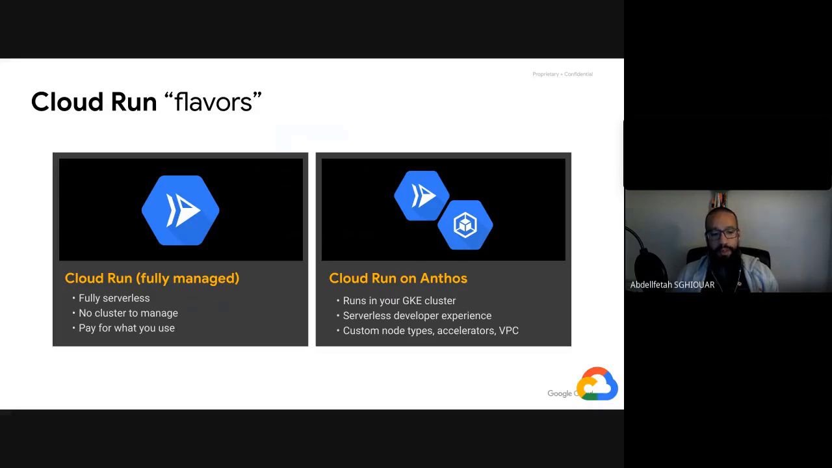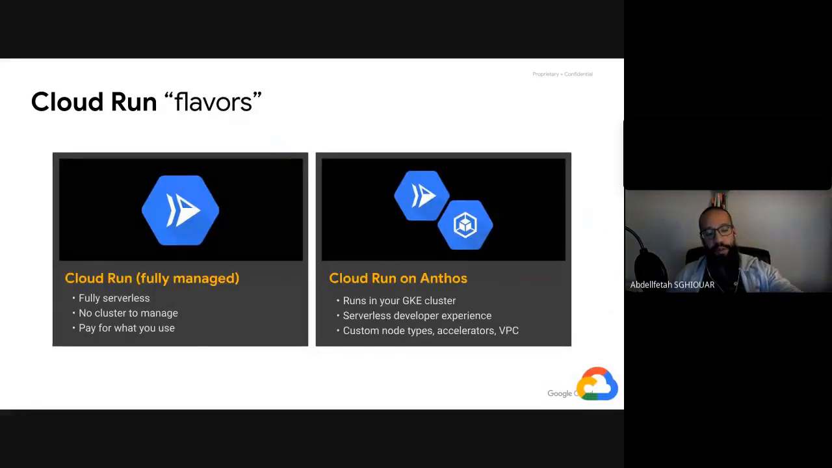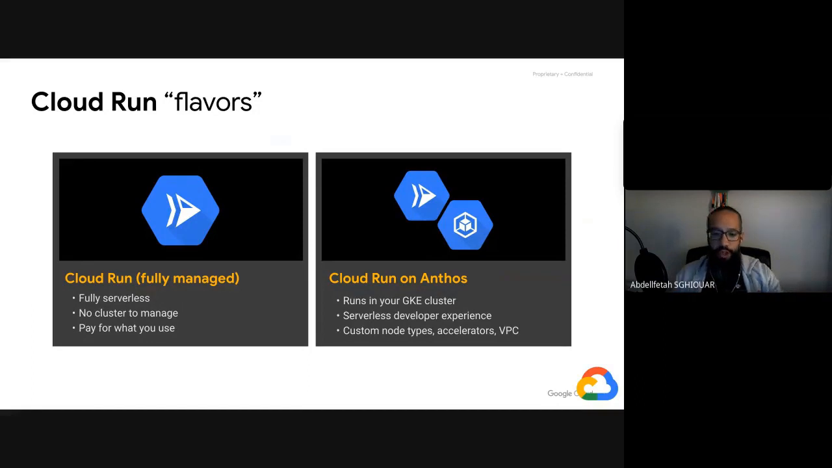One main difference between the fully managed Cloud Run, I think I have a slide about that. Yeah, we're going to get into that. One difference between the Cloud Run managed version and Cloud Run for Anthos is that on the Cloud Run managed version, you cannot make your applications private. They are by default exposed to the internet. You can make them require authentication, but you cannot make them private. With the Cloud Run for Anthos, you can actually deploy your application and make it accessible from the internal network and not expose it to the outside world.